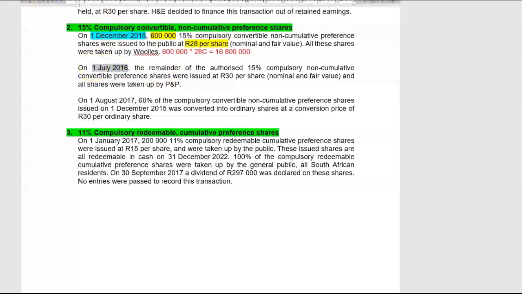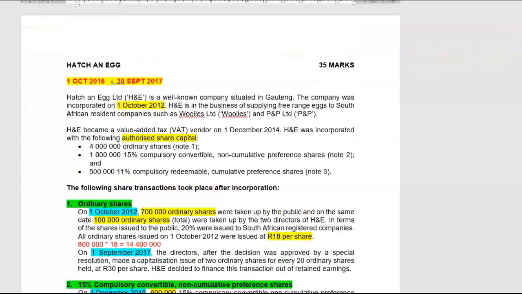Then on 1 July 2016, the remainder of the authorised 15% shares were issued at 30 Rand per share. Now let's check the date. 1 July 2016, current financial year?